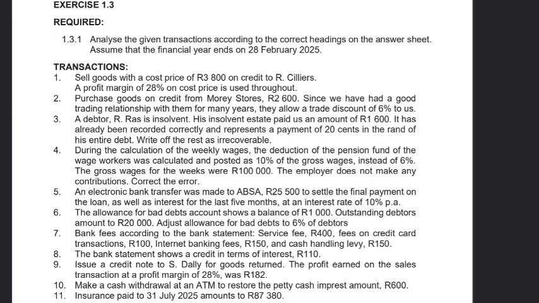Number 9. Issue a credit note to S. Daly for goods returned. The profit earned on the sales transaction at a margin of 28% was 182 Rand. Number 10. Make a cash withdrawal at an ATM to restore the petty cash impressed amount, 600 Rand. Number 11. Insurance paid to 31 July 2025 amounts to 87,380 Rand.